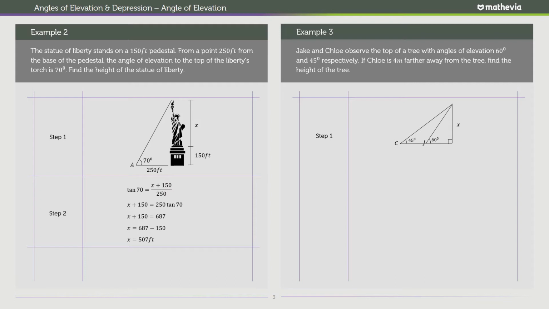One final important bit of information that we're provided with is that Chloe is 4 meters farther away from the tree. So the distance between Chloe and Jake is 4 meters.